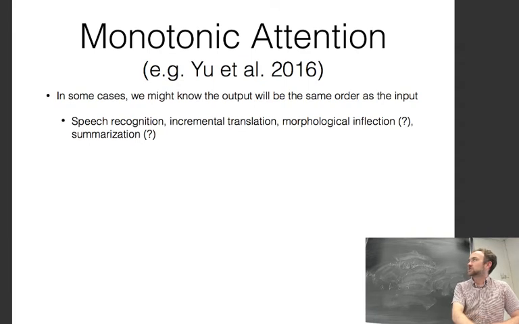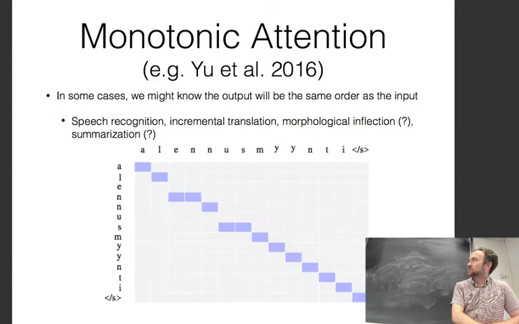You could also think of something like incremental translation, where you translate parts of the sentence at once. Morphological inflection. This is where you conjugate a word into another word. This is usually monotonic, but not always. Summarization also is usually monotonic, but not always.